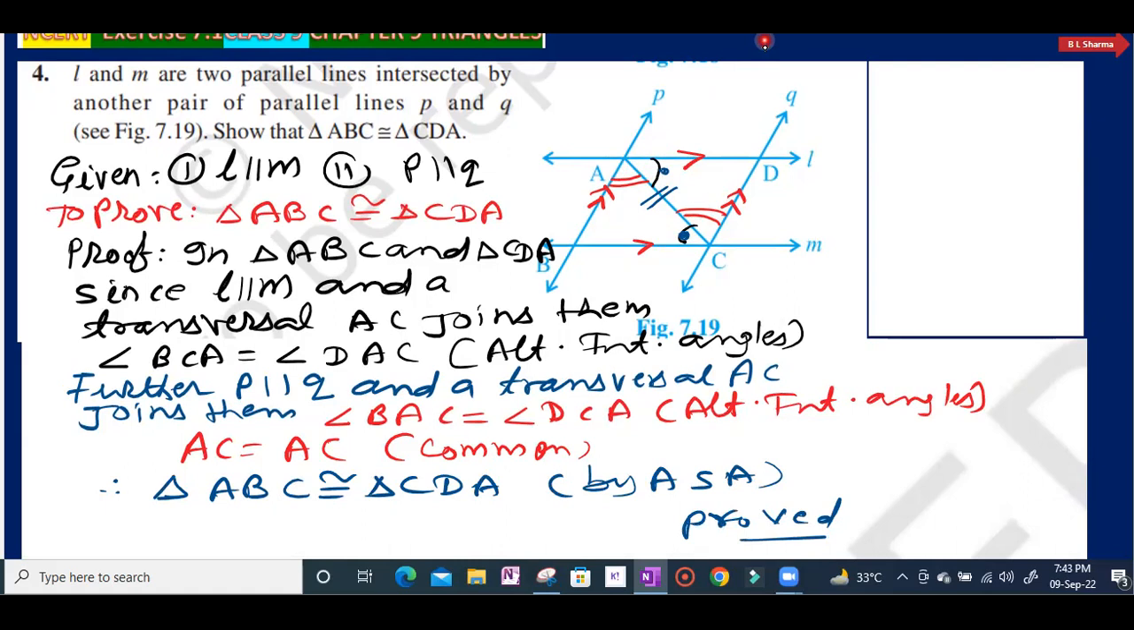We have proved that triangle ABC is congruent to triangle CDA. While writing, you have to be very careful: double angle, this common side, single angle here. So this is double angle, common side, single angle here. So this is very important to write when we write in this form. Triangle ABC is congruent to triangle CDA. That's all for this question number 4.